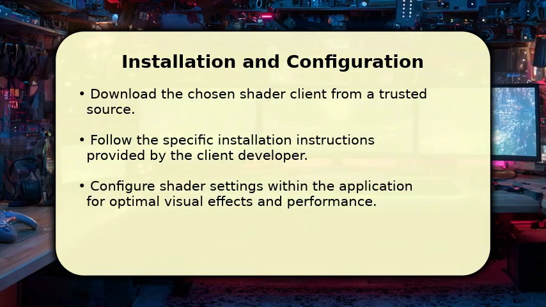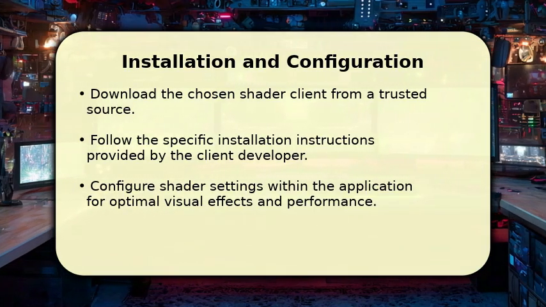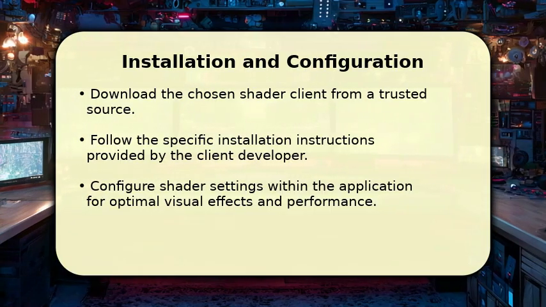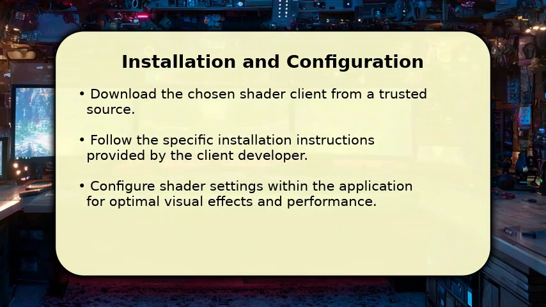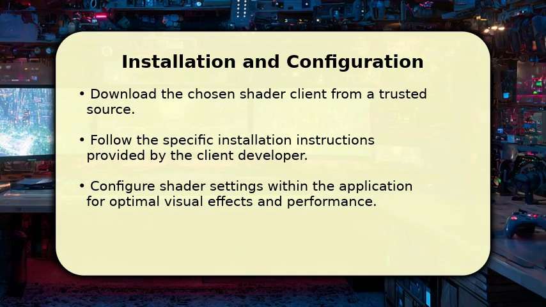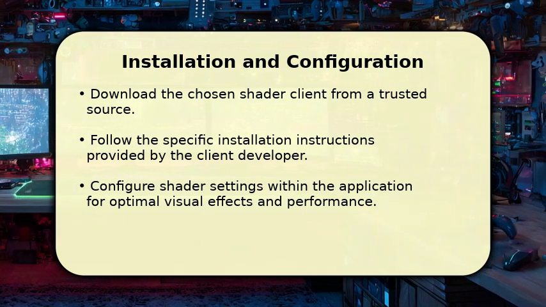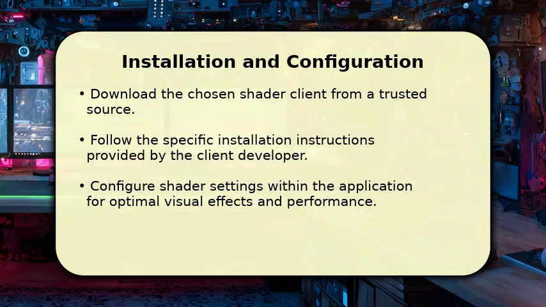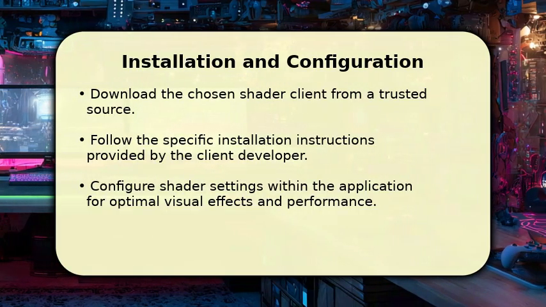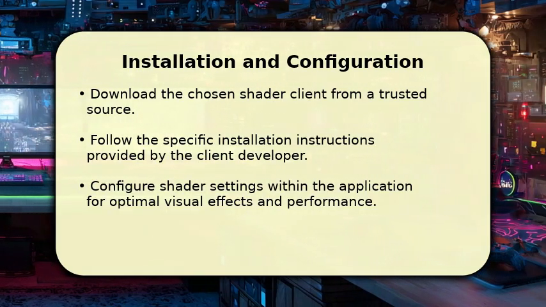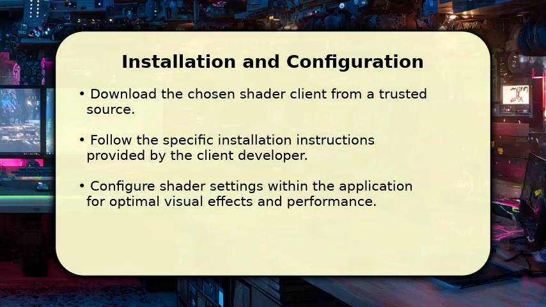After installation, launch the application and navigate to its settings menu. Here, you can customize various shader parameters, such as shadow quality, reflection intensity, and anti-aliasing. Experiment with these settings to find the perfect balance between stunning visuals and smooth gameplay on your specific mobile device.